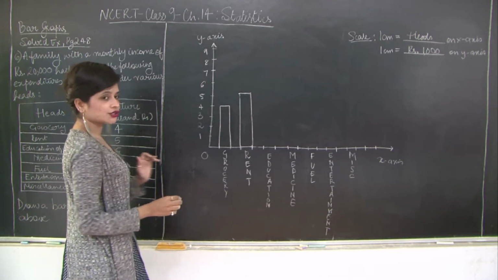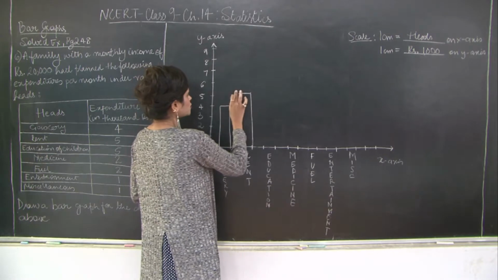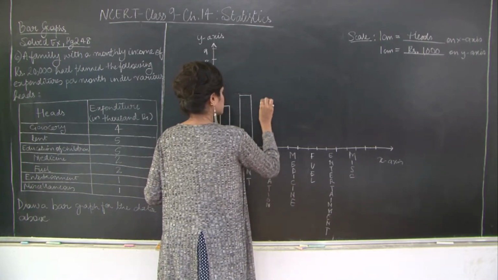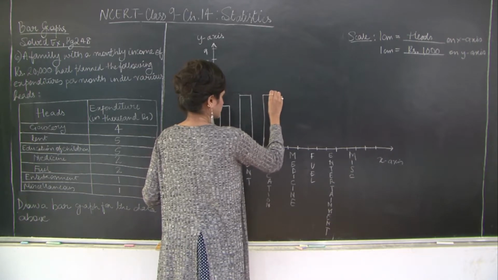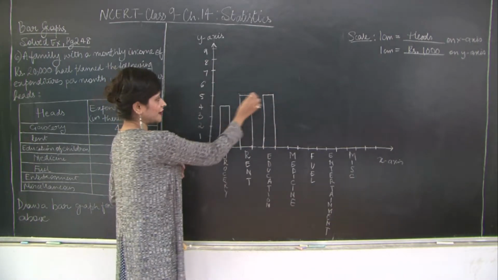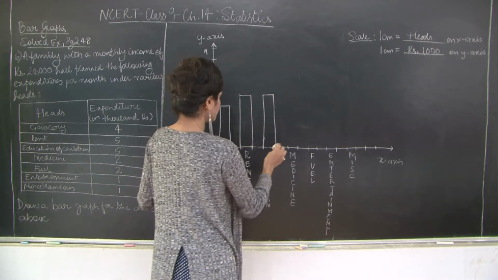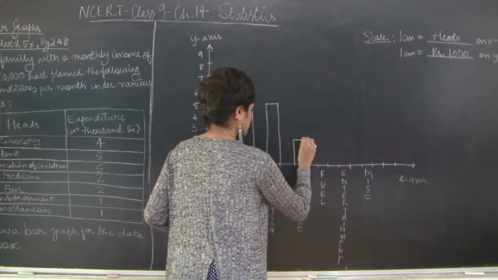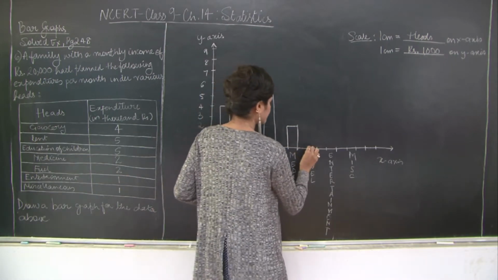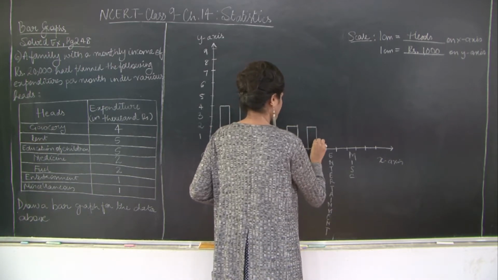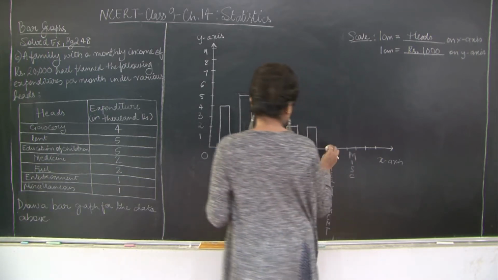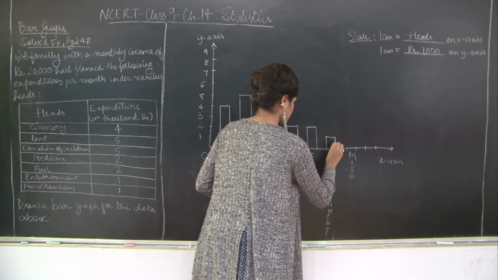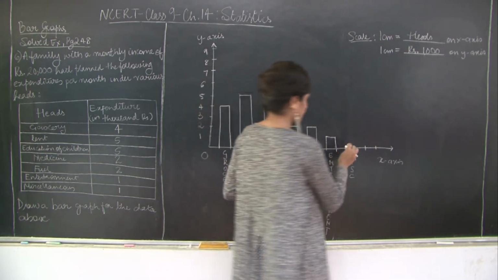Now the other value is education of children, which is again 5. So this is 5. Again, education will go until 5. So 4,000, 5,000, 5,000. Then I have 2,000 for medicine. So let's check. I'm going to take 2 out here. Then we have fuel, which is 2,000. And then we have entertainment, which is 1,000. So let's draw entertainment 1,000. And finally we have miscellaneous, which is 1,000.